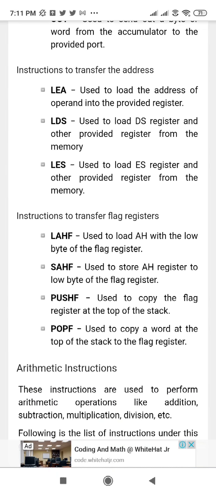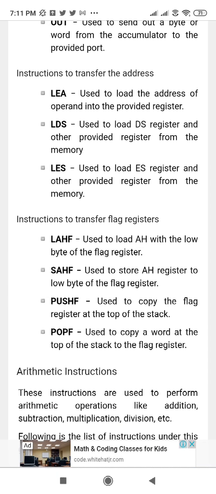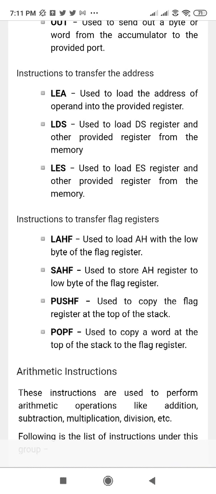Now we are discussing instructions to transfer the flag register. So these are also kinds of data transfer instructions, and these instructions include LAHF, SAHF, PUSHF and POPF. Now LAHF is used to load AH with the lower byte of the flag register. We know that AX is an accumulator and AH is the higher part of that accumulator, that is the highest 8 bits, and it is used to load AH with the low byte of the flag register.